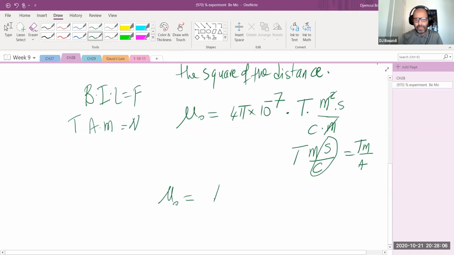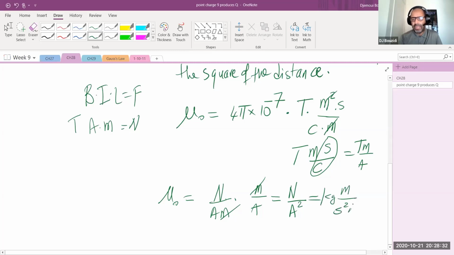A Newton divided by an ampere meter, and then times a meter divided by an ampere. Cancel the meter and the meter, and now all of a sudden you have a Newton divided by an ampere squared. Somebody might complain and say, wait a minute, Newton is not actually a fundamental unit, and you're absolutely right. So it's actually a kilogram meter per second squared per ampere squared. So that is the unit of mu naught, not its value, by the way.